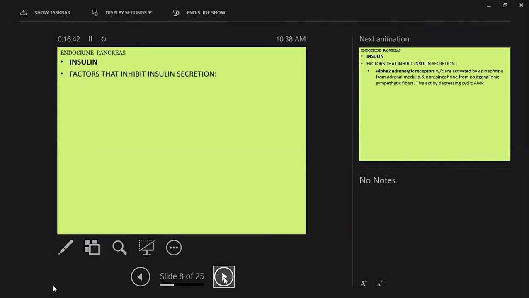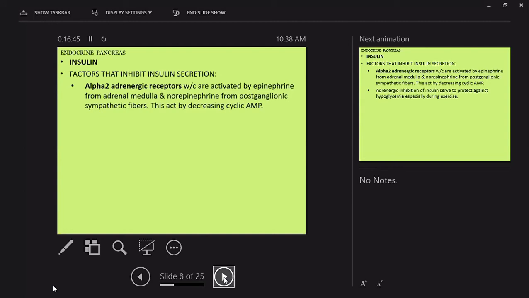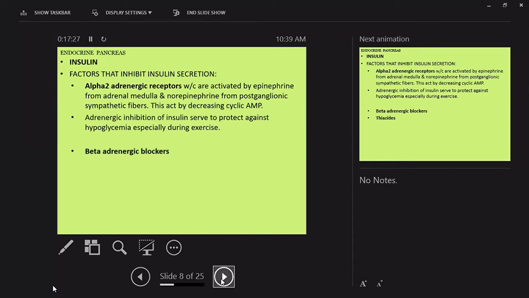Factors that inhibit insulin secretion: alpha-2 adrenergic receptors, which are activated by epinephrine from the adrenal medulla and norepinephrine from postganglionic sympathetic fibers. These act by decreasing cyclic AMP. Another is adrenergic inhibition of insulin, which will serve to protect against hypoglycemia, especially during exercise. See, nature knows how to protect itself.